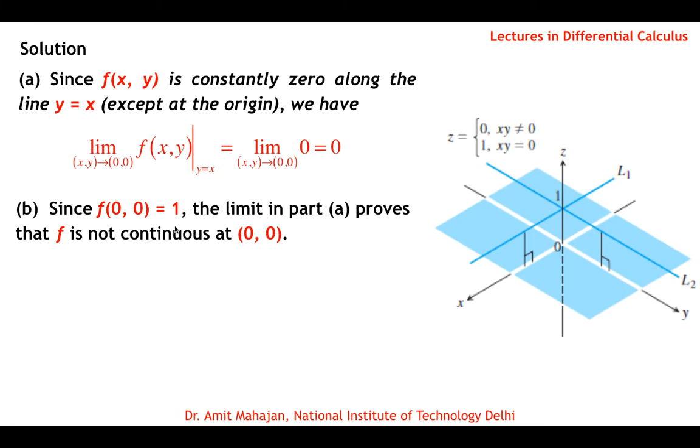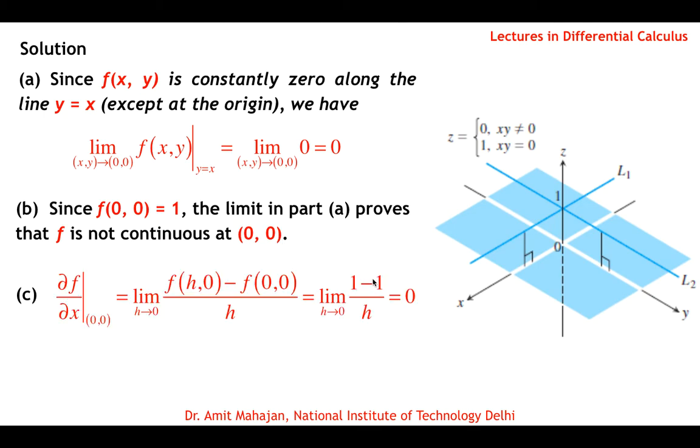The second point is the continuity. The function value at (0,0) is 1. That is, at the origin the function value is here. But along this line we calculated that the limit is 0. For continuity, the limit, if it exists, must be equal to the function value. But this is not equal, so the function cannot be continuous.